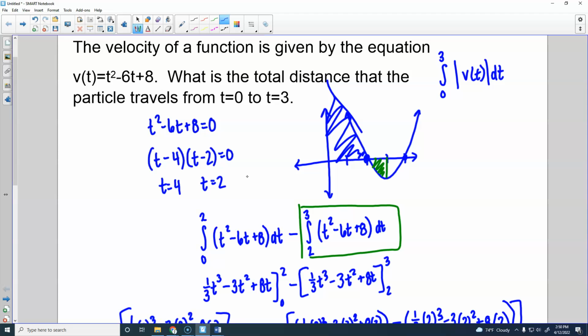So if we don't know what the graph looks like, set it equal to 0 to find your x-intercepts, and then usually you can tell, like for this one, that it's going to be up, so you can get an idea of what's above and below.